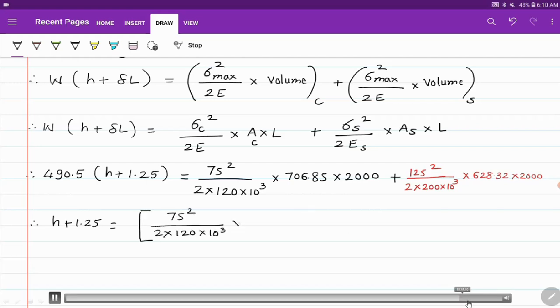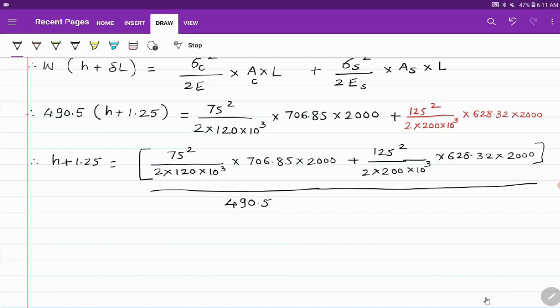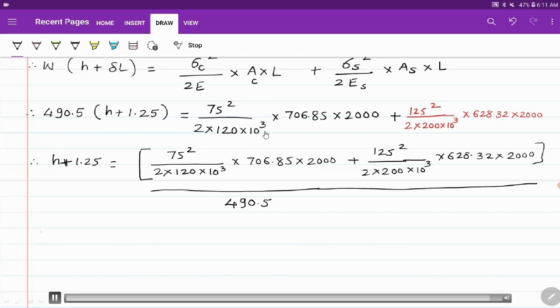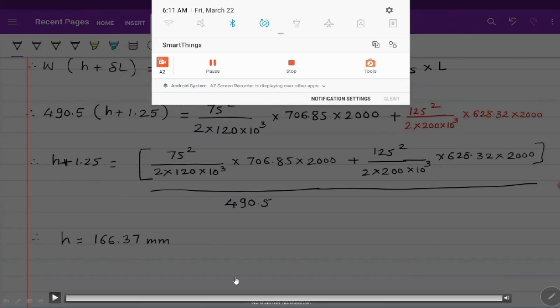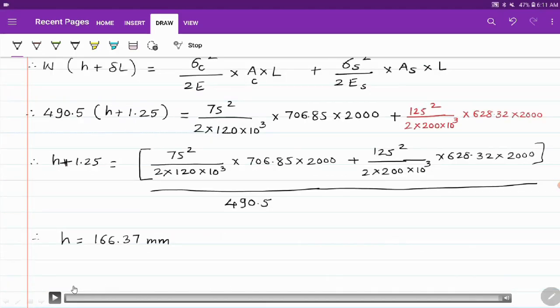first calculate this term. Do the calculation of this entire term, which is nothing but the numerator that we have written. Divide by 490.5 and then subtract 1.25 from that. Whatever the answer that you will get, from this answer you have to subtract 1.25, since the plus 1.25 will go to the other side, it will be minus 1.25. So that answer comes out to be 166.37 mm.